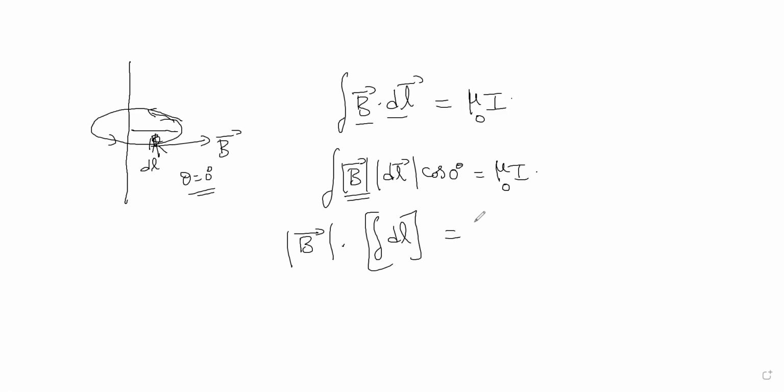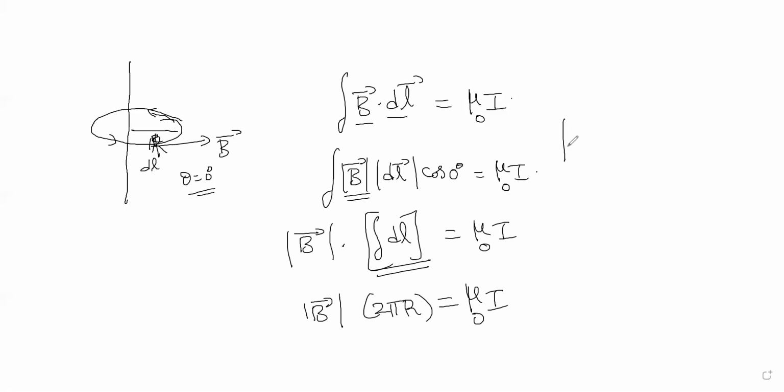So the integral of dl is mu naught times I. Integral dl is nothing but the circumference of the Amperian loop. So that is B into 2 pi r, equal to mu naught I. You look at this one. This is the same expression we got for the infinite conductor, that is B equals mu naught I divided by 2 pi r.